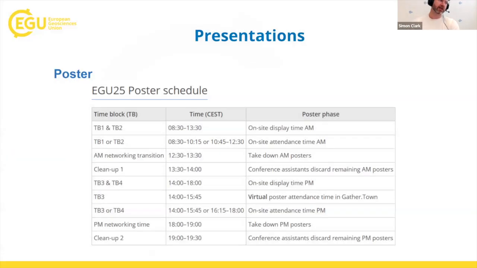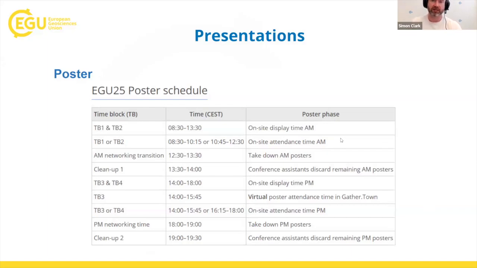Poster presentations: there are about four time blocks for poster presentations, and you'll see there are a few activities you need to engage in. Firstly, we have on-site display times. This is when you need to put your poster up. Then you have attendance time, which is where you should be attending. This is when people can meet you and network with you.